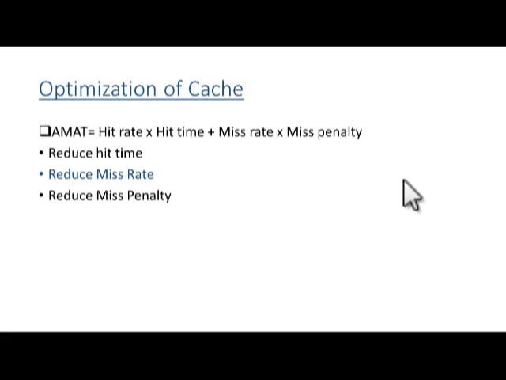The parameter to measure the performance of cache is AMAT, average memory access time, which is calculated by the formula hit rate into hit time plus miss rate into the miss penalty. In order to improve the performance of cache, we need to reduce the term AMAT, which can be done in three ways: first by reducing the hit time, second by reducing the miss rate, third by reducing the miss penalty. In this presentation, I am going to concentrate more on how we can reduce the miss rate.